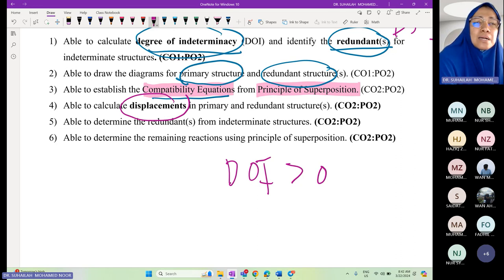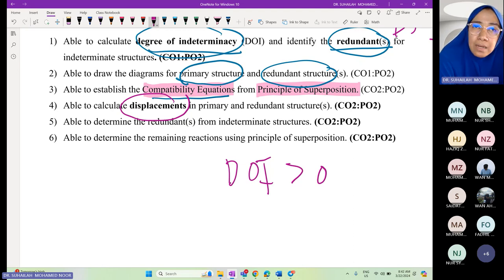Tujuan kenapa kita kena belajar, kenapa kita kena tahu flexibility method is, okay, you are given one structure that is indeterminate. Try to understand the outcome, the goal. You diberi satu soalan dan soalan tu beam which is indeterminate. Apa makna indeterminate? Indeterminate ni makna dia, there are four unknown reactions, or there are five unknown reactions. So macam mana nak solve four unknown reactions? Macam mana nak solve five unknown reactions?